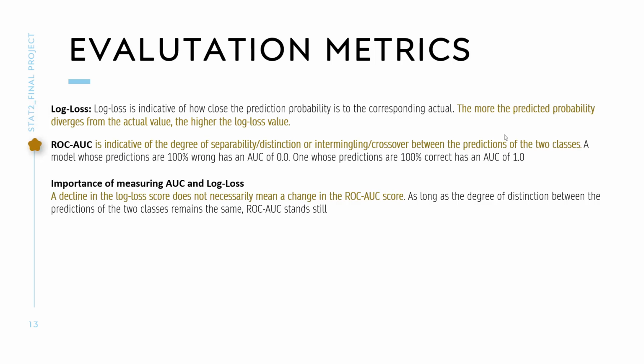AUC, on the other side, is an indicative of the degree of separability between both classes. It is really important to take into consideration both metrics because a decline in the log loss score doesn't necessarily mean a change in the AUC score.